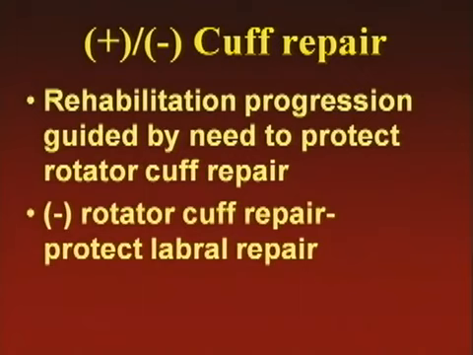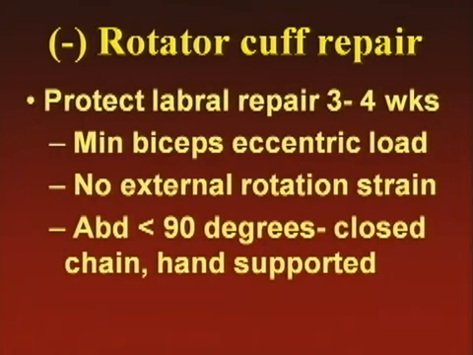And if you don't have a rotator cuff to worry about too much, then you have to protect the labral repair. What does that mean? Well, that's a little less time. You can be a little bit more mobile. You still have to be careful about as much external rotation at 90 degrees for probably 3 or 4 weeks, but you can move them down a little bit faster. So in what we call the negative rotator cuffs, that's mainly the labrals and the instabilities, we protect it for 3 or 4 weeks with minimum biceps eccentric load, because the biceps is what you've usually fixed with your labrum.